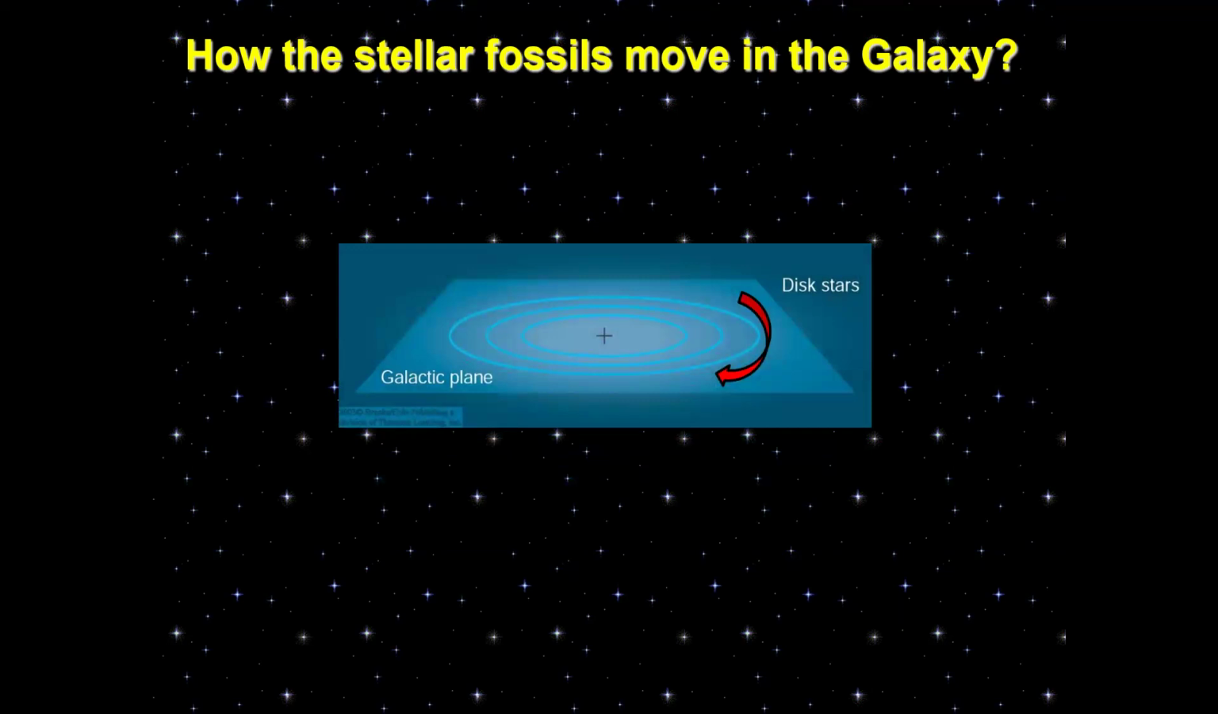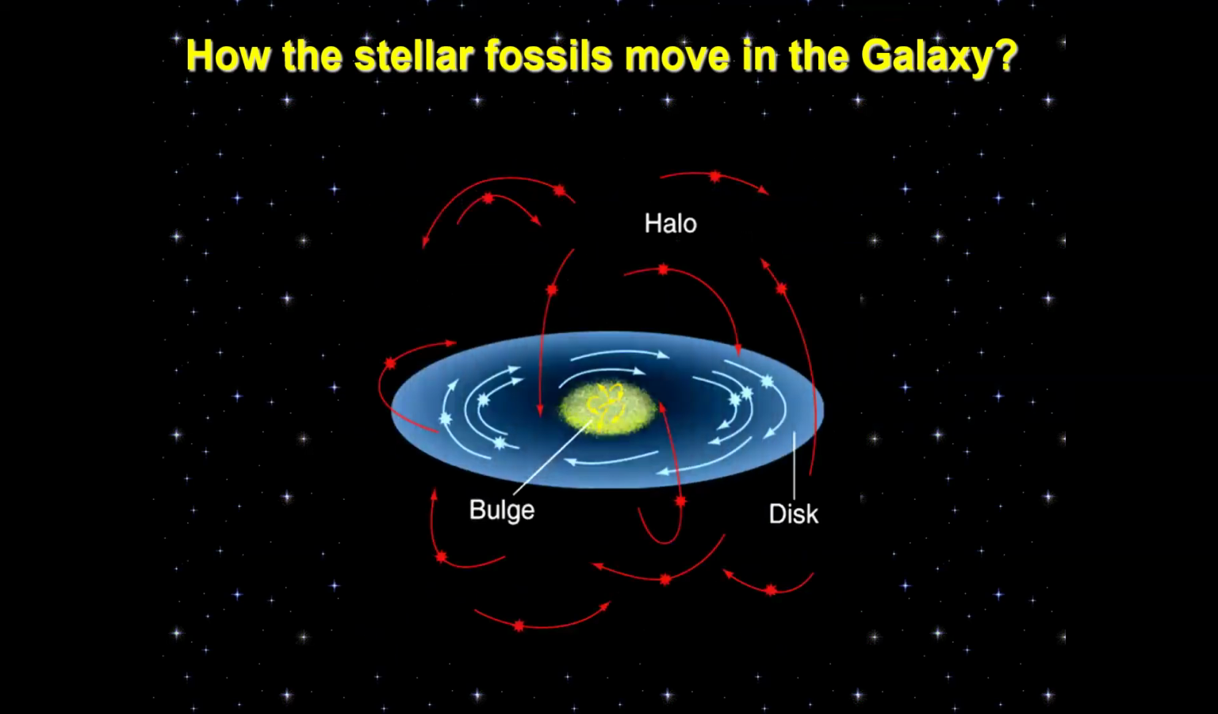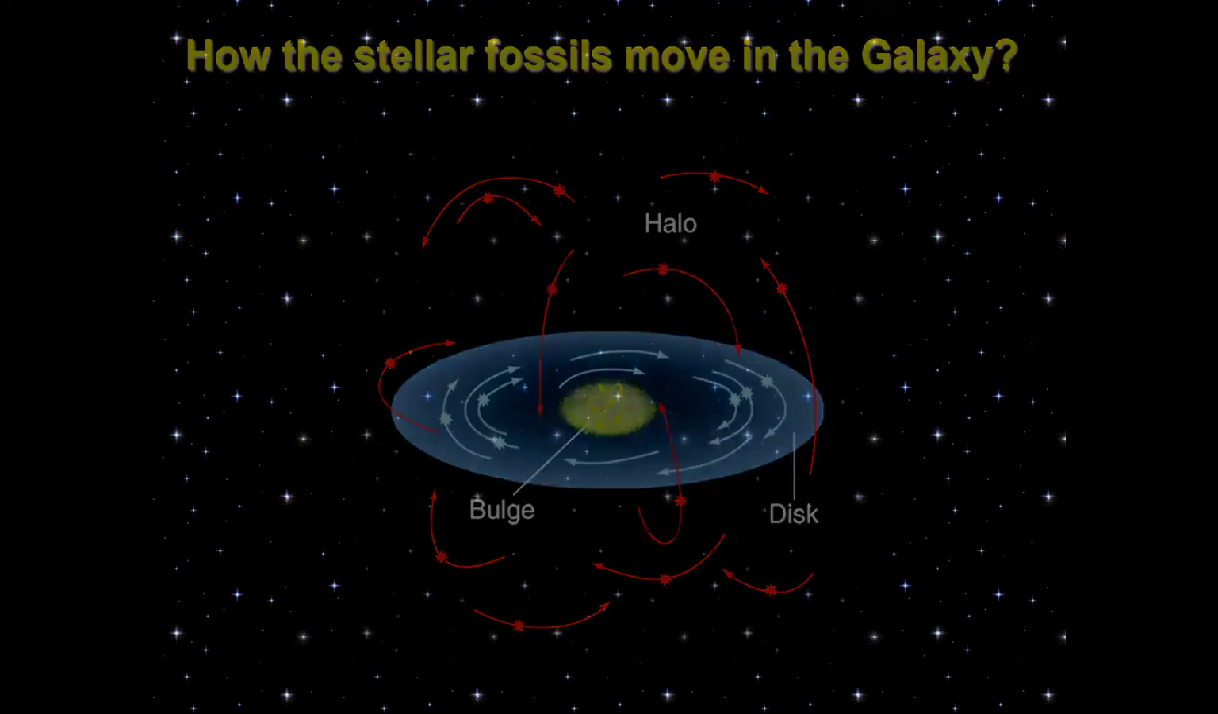Another piece of information that is very useful for us is the way these stars move in the galaxy. The main motion in galaxies is that stars can rotate very fast around the center of the galaxy, like these stars, or they can move like this. Halo stars move randomly. They don't rotate. The motion of these stars is very different.